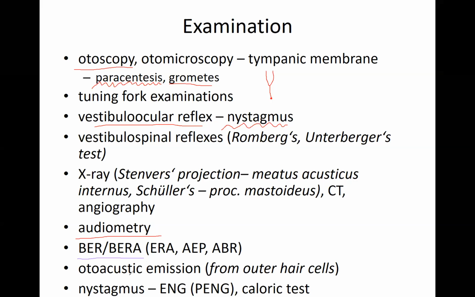Every transmission machine works not only as an acceptor, but also as a sender. So we have otoacoustic emission. If you send a wave into the ear, it will produce specific waves which we cannot hear, but they can be detected by some devices, which we call otoacoustic emission. And they are produced by outer hair cells. So this also can be used.